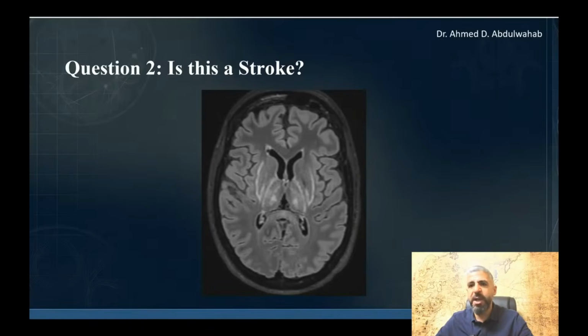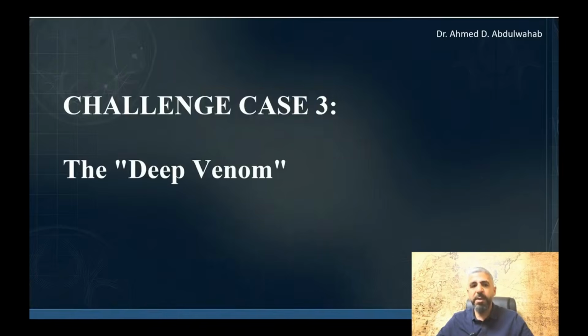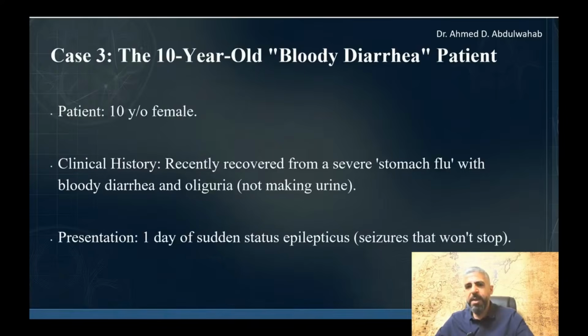Let's start with challenge case number 3. It's called the deep venom. Now, this is a child recovering from bloody diarrhea who cannot make urine. Then she has a seizure that won't stop. We must find the link between the blood, the urine and the brain. So, again, it's a 10-year-old female child recently recovered from a severe stomach flu with bloody diarrhea and oliguria, not making any urine. Presentation, 1 day of sudden status epilepticus, seizures that won't stop.